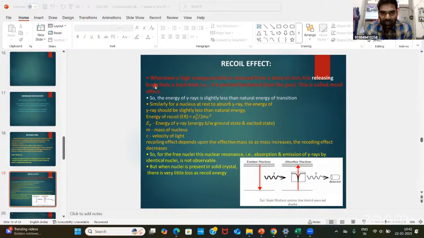So whenever a body at rest releases a high energy particle, it feels like a back kick. It comes back, just like a gun. If you shoot a gun, what happens? The bullet moves forward very fast. As the bullet moves forward, the gun kicks back, isn't it?